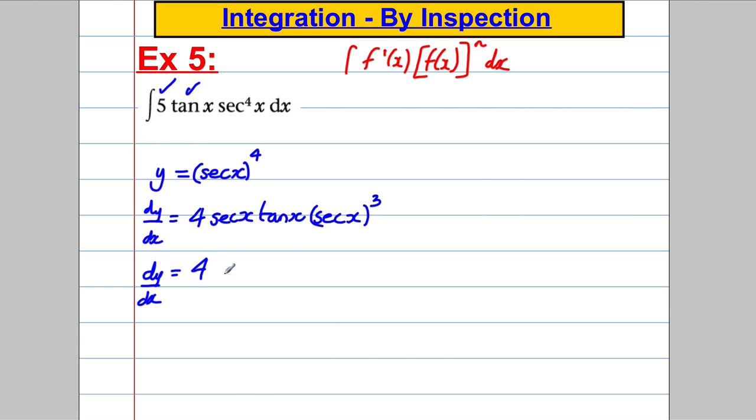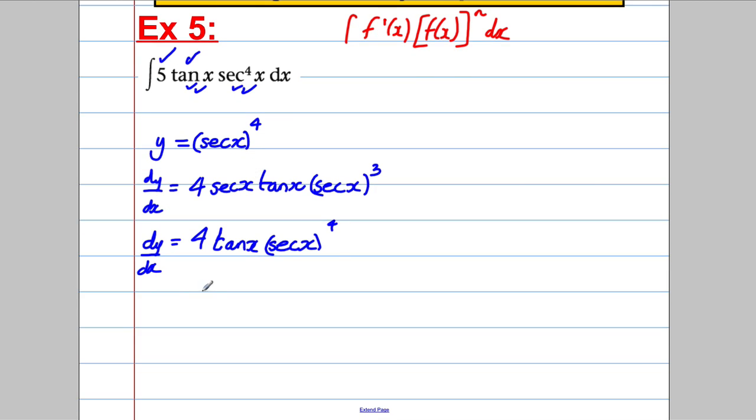Now look, you've got 4 tan x, which is what you want, and you've got a sec x to the power of 4, which is what you want. So you've got the tan x sorted, the sec x to the power of 4 sorted, and you can just adjust the constant. The constant's not an issue for you. So we know that the integral of 4 tan x sec to the power of 4x with respect to x is going to equal this thing. It's going to equal sec to the power of 4x plus a constant.